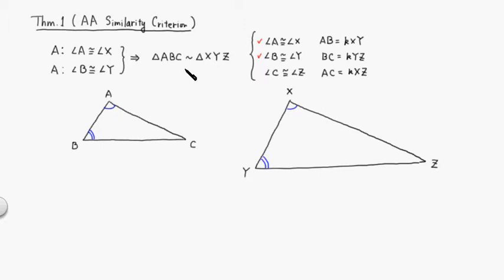So let's do that. In order to establish the similarity, we have to show all three corresponding sets of angles are congruent, and the corresponding sides have the same ratio. So using the Euclidean angle sum theorem, we know that the third angles are congruent, so angle C is congruent to angle Z. That part is pretty simple. So we establish that. Then we have to do these ratios.